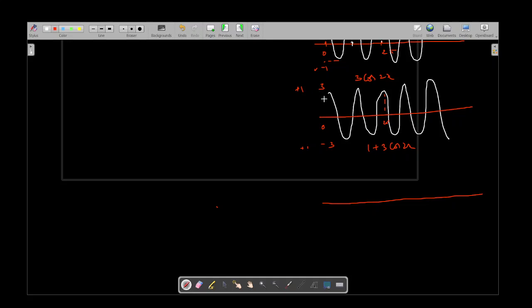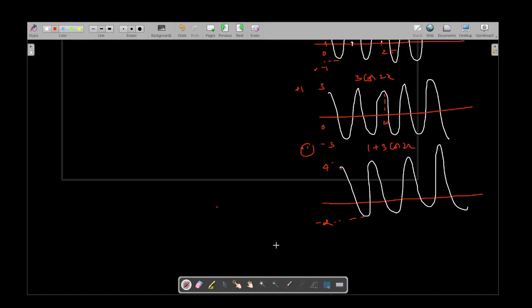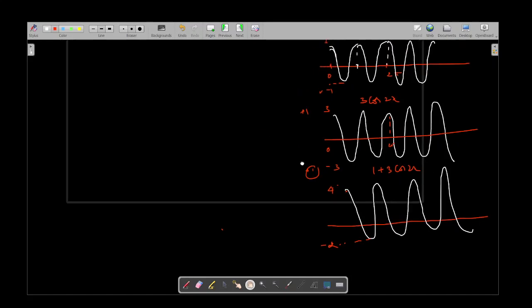If I add 1 to 3, this becomes 4. And if I add 1 to minus 3, you'll get minus 2. So now we'll have a function like this, whose maximum value is 4 and the minimum value is, 1 plus 3, 4, and the minimum value 1 minus 3 is minus 2.